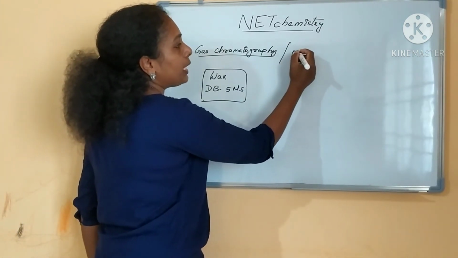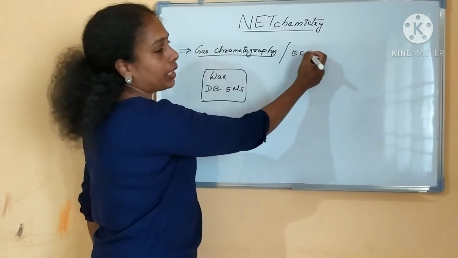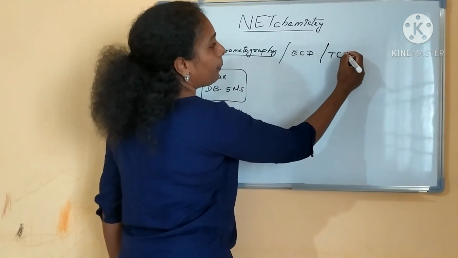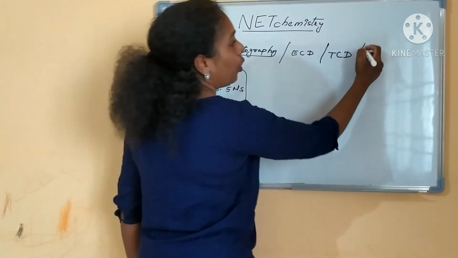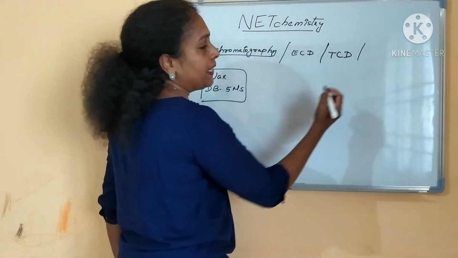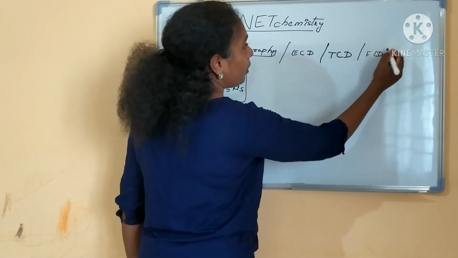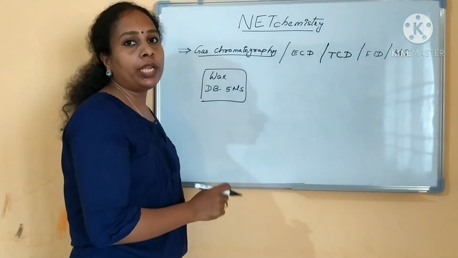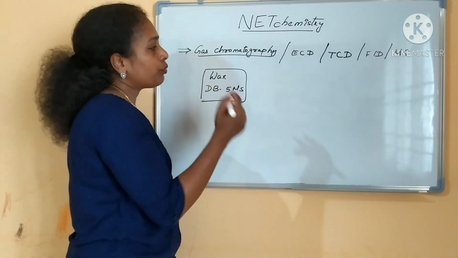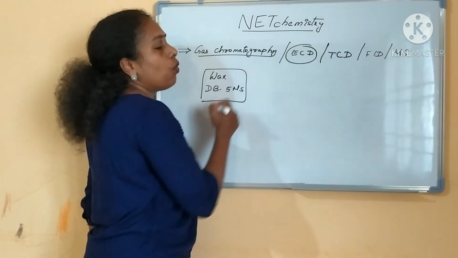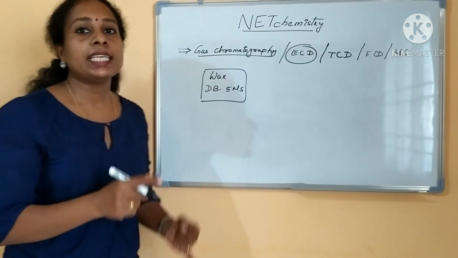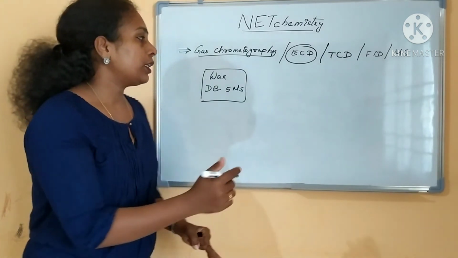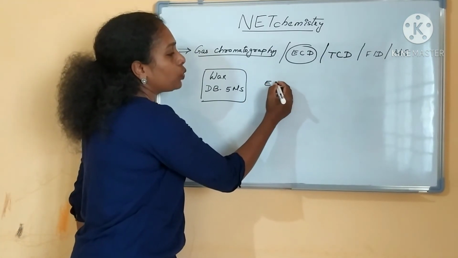You can use ECD, electron capture detector, TCD, thermal conductivity detector, or else FID, flame ionization detector, or else you can use MS, mass spectrometer. Okay, this many detectors you can use. First I am taking ECD. What is ECD? ECD is electron capture detector.